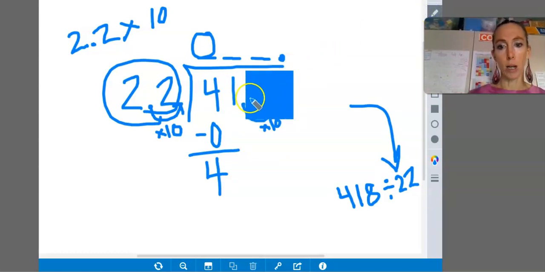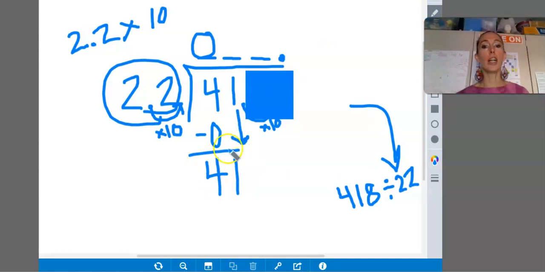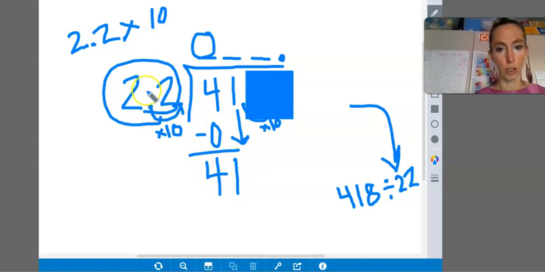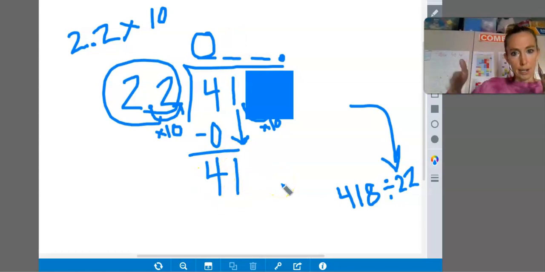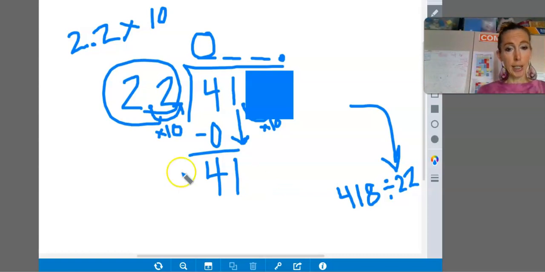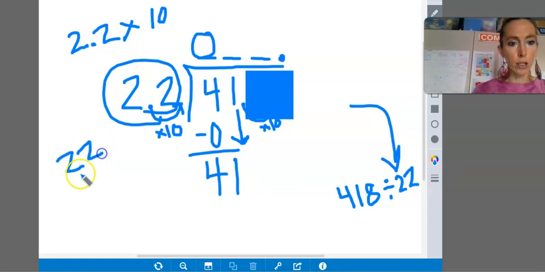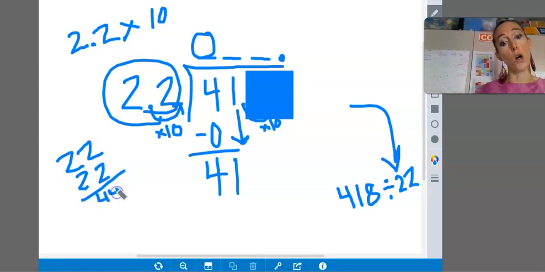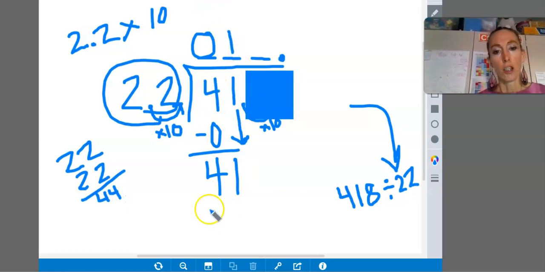What is coming down with the 4? The 1. All right, now I got 41 divided into groups of 22. Can I make a group of 22 with 41? If I have 41, can I circle a group of 22? Yeah. Can I circle another group of 22? 22 and 22? That's 44. No, I can't get another one. Close, but I can't. So I can only make one. So 1 times 22, 22.